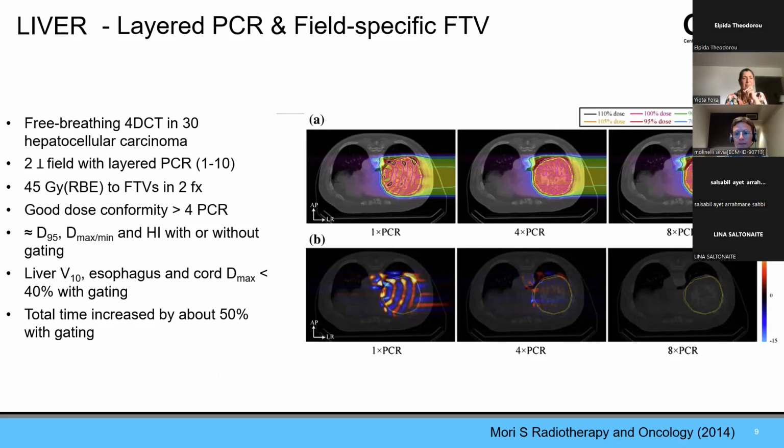Well, ideally, my great desire for Christmas would be to be able to do what they are doing in Japan, in the group of Professor Mori, and to do layered phase-controlled rescanning with phase-specific target volumes, and even seeing the tumor while you're treating it. That would be really the best ever, but unfortunately, this is a very unique possibility. So here, you have already seen these results, and it's from a feasibility study for liver patients.